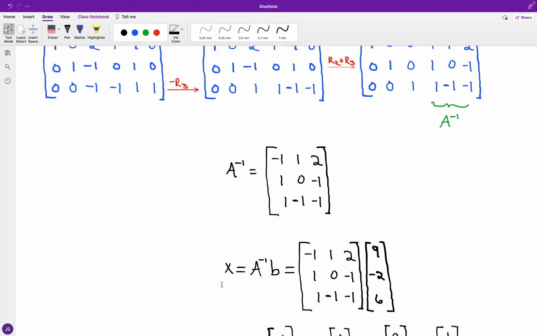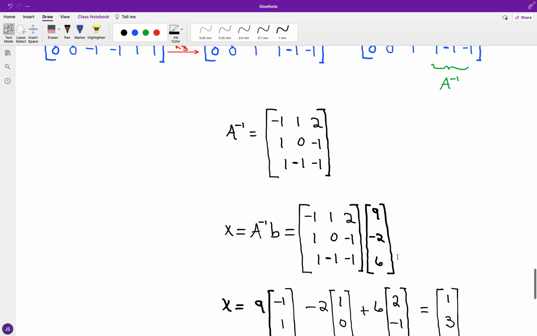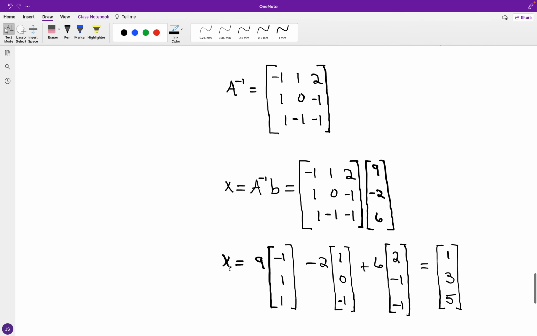And again, for the solution matrix, that is going to be equal to the inverse of A times B. So I got the inverse of A elements. B, again, we have with 9, -2, and 6. And then for the solution matrix X, we have 9 times the first column elements from A's inverse. Then I have -2 times the second column elements, and then +6 times the third and last column elements from the inverse of A.